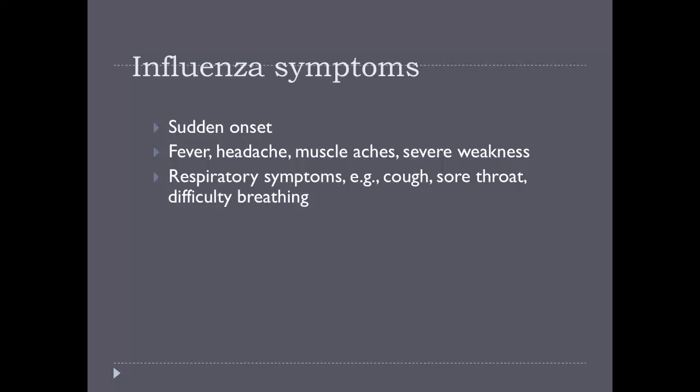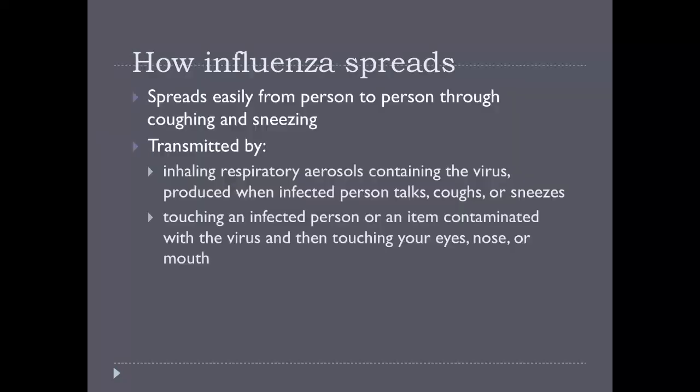So what are the symptoms? Again, this is pretty generic. It could be any disease, but in the initial stages, it's usually sudden onset. You typically have a high fever, headaches, muscle aches, and severe weakness. You will then typically develop respiratory symptoms, which include cough, sore throat, and difficulty breathing. So it is a very generic type of disease, but it can knock you out for a good 2 weeks, even in the United States.